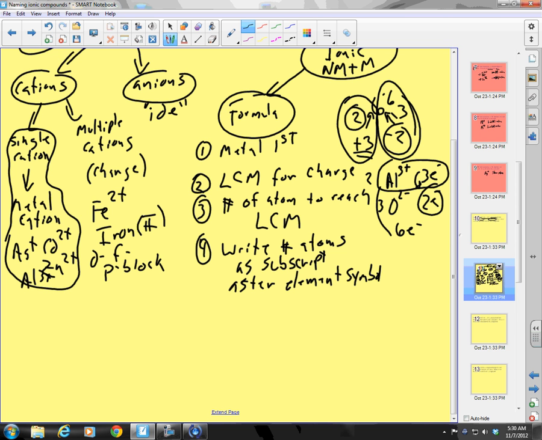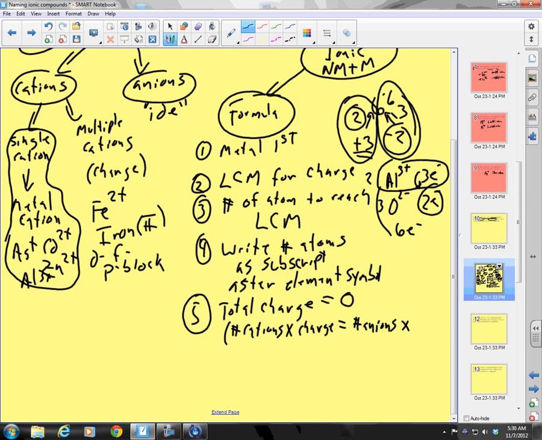Okay, and really the overall writing thing here is my charges, the total charge. And what does that mean, total charge? Number of cations times charge must equal the total charge, which must equal 0. And that means number of cations times charge of cation must equal the number of anions times charge of anion. Sorry, that's a little messy.